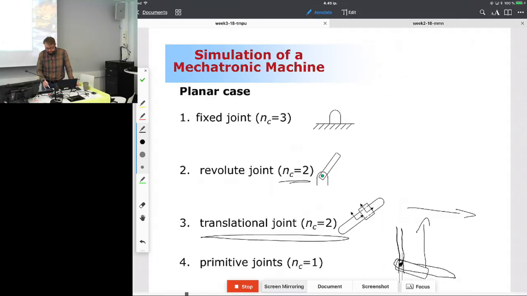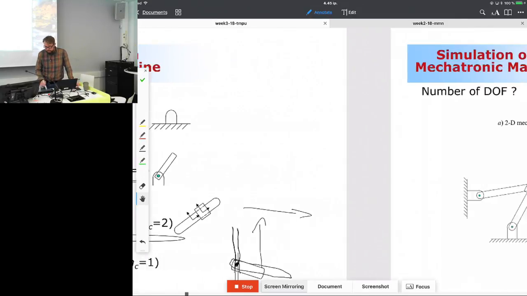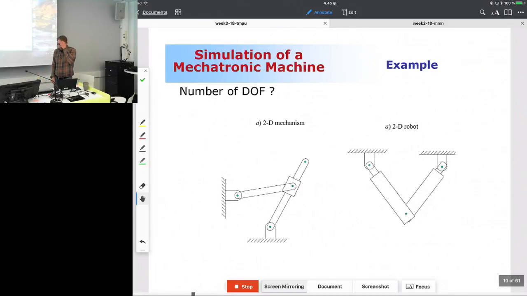All right? Makes sense. Okay, let's compute. What's the number of degrees of freedom? So I have here 2 different kinds of mechanisms. Let's calculate those together. And on the next slide, I'm asking you to compute it by yourself. So are you ready? Okay, so let's practice. How many generalized coordinates do I need for this system here?